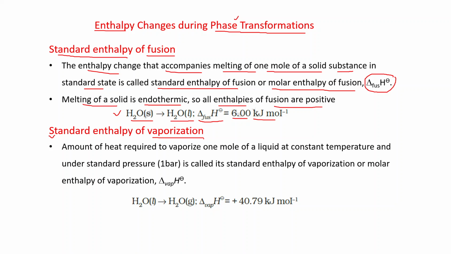Next one is standard enthalpy of vaporization. Vaporization is conversion of liquid into vapors, liquid into gas below its boiling point. The amount of heat required to vaporize 1 mole of a liquid at constant temperature and under standard pressure, that is 1 bar, is called its standard enthalpy of vaporization or molar enthalpy of vaporization, and this is represented like this. This is H2O liquid converting into H2O gas. The enthalpy of vaporization is 40.79 kilojoule per mole. This is again an endothermic process, that's why this enthalpy of vaporization is positive.